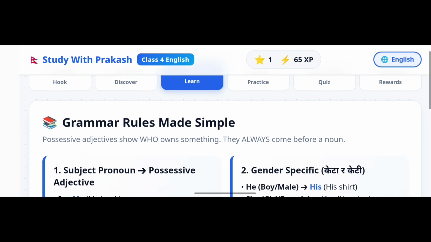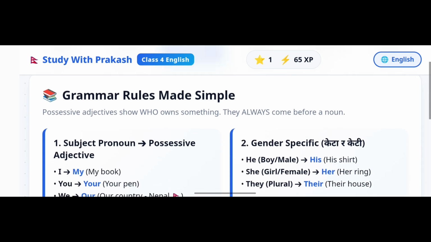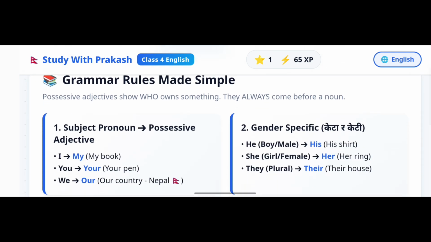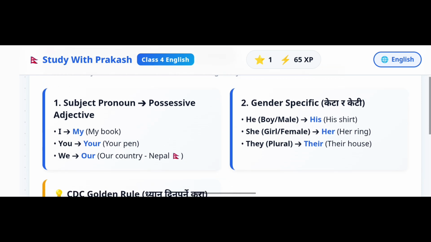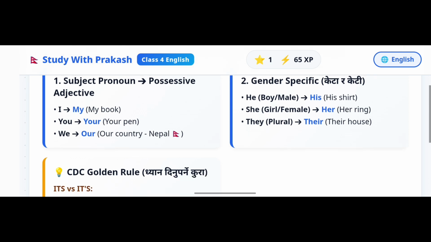Now, subject pronoun and possessive adjective of that pronoun. The possessive adjective of I is my. For example, my book. The possessive adjective of you is your. For example, your pen. The possessive adjective of we is our. For example, our country, Nepal.